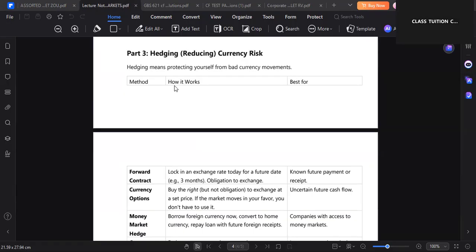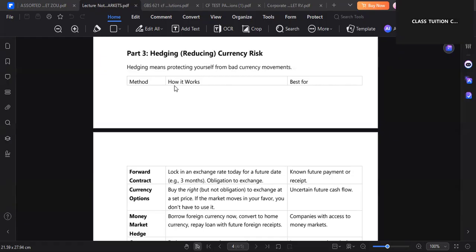How do we protect against currency risk? We call that hedging. So now that you understand the risks that are involved, we can talk about solutions. Hedging is simply reducing or eliminating your exposure to the currency risk. The most common methods that are used, number one, we have what we call forward exchange contracts. This is the most straightforward method where you agree with your bank today to exchange a fixed amount of currency on a fixed date at a fixed rate. Therefore, you know exactly what you pay or receive.